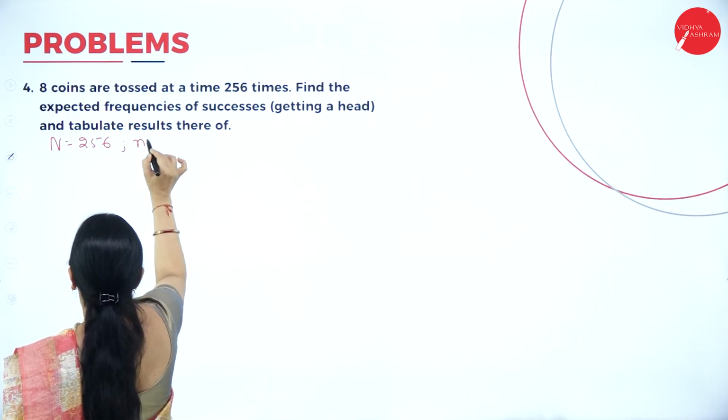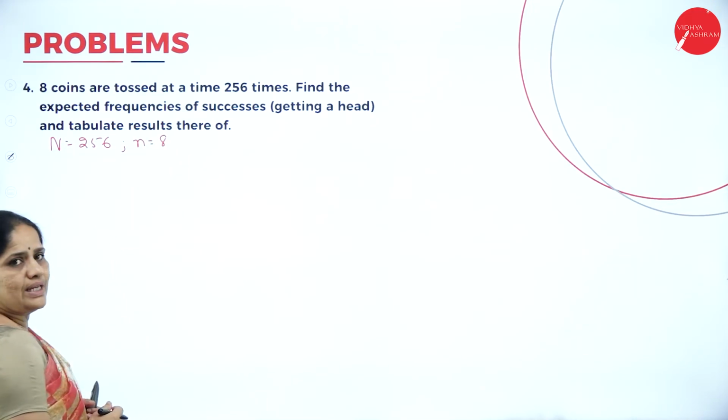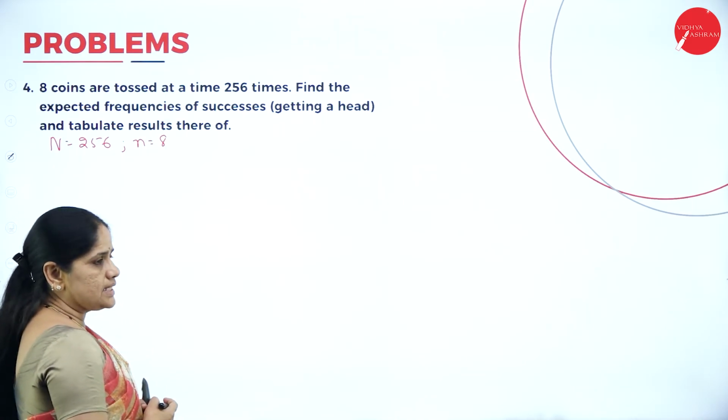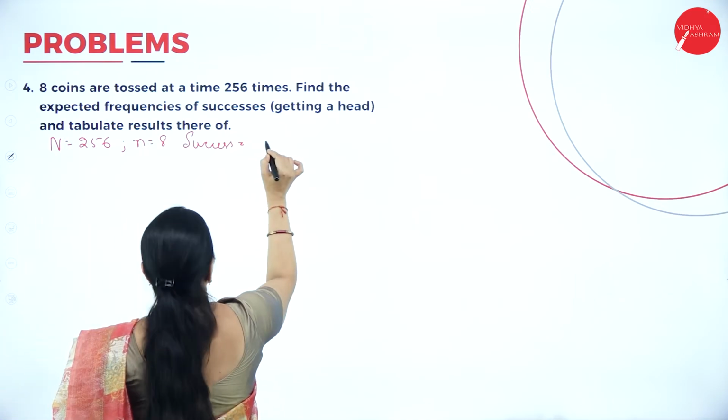What is small n? Small n equals 8. Now we have to find the expected frequencies. Now what is the formula?